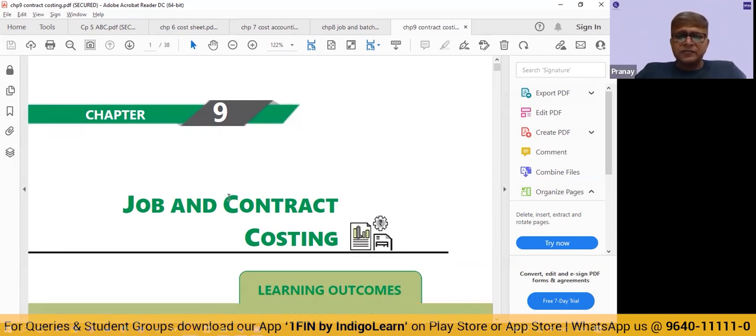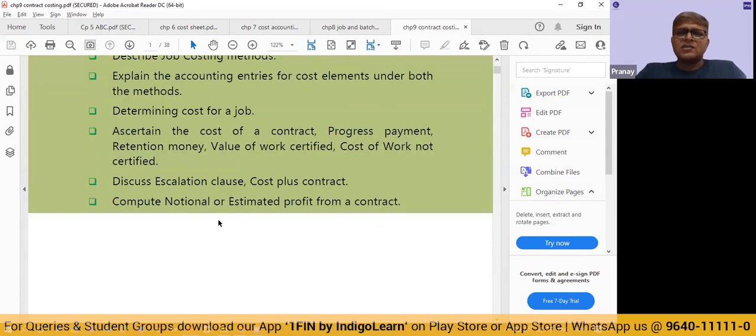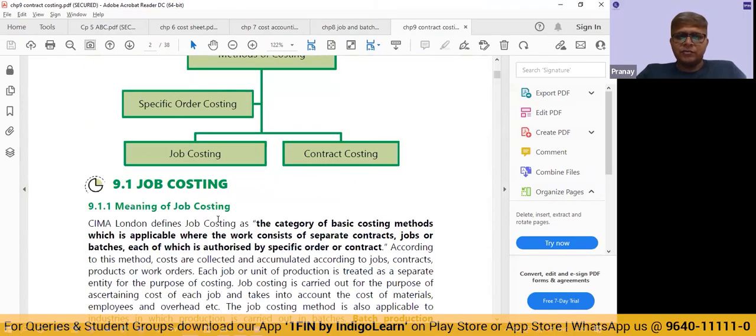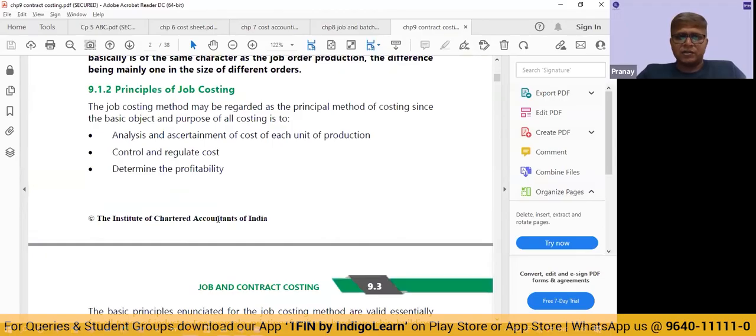Now the last topic is contract costing. In a way, contract costing is nothing but job costing. Some important terms that we need to understand with reference to contract costing. So what are those important new terms that we are going to look at when we talk about contract costing?